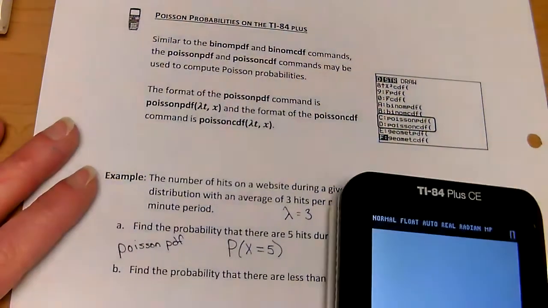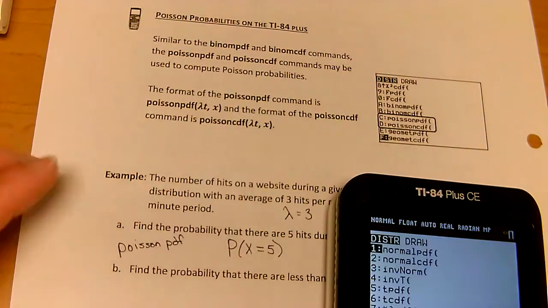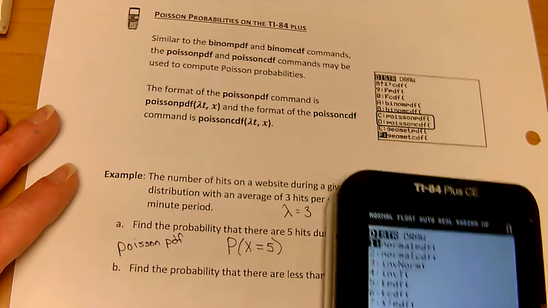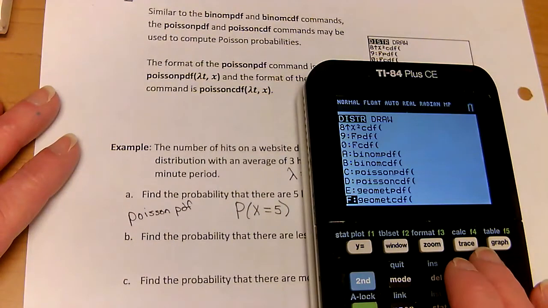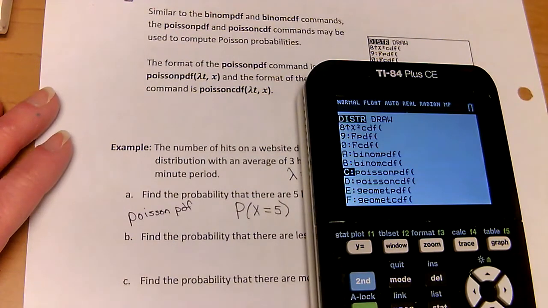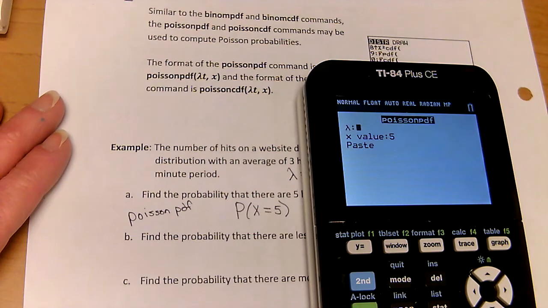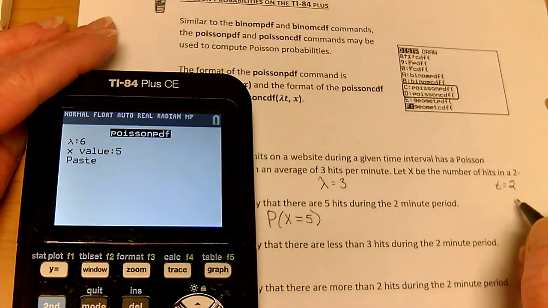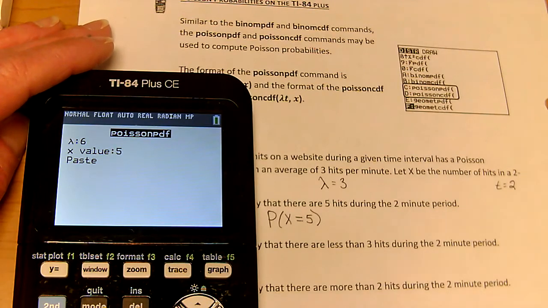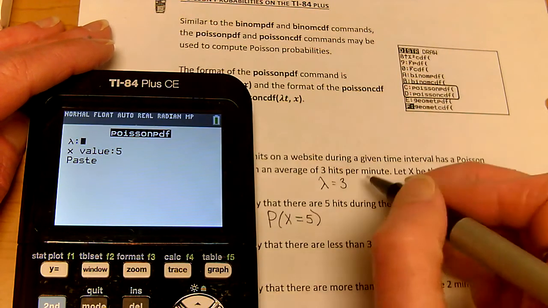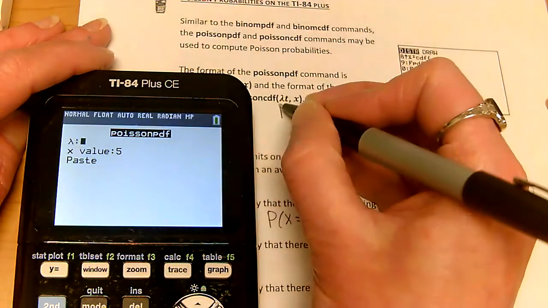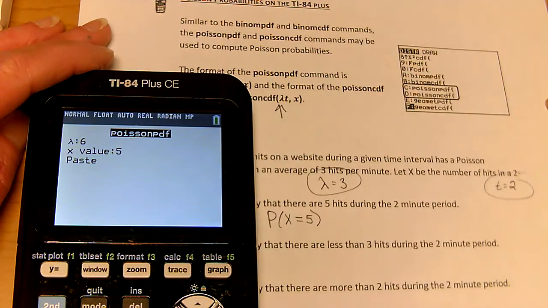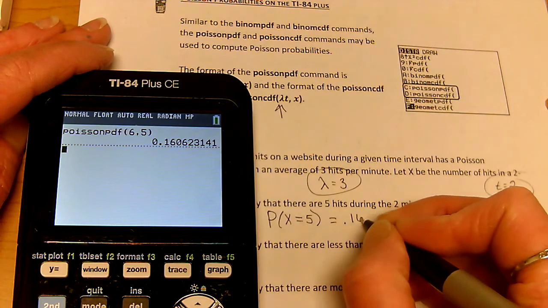Okay, so I'm going to go to the distribution menu. And a quick way to get there faster than going down is actually to go backwards. So lambda is going to be, we're going to be putting in 6. We're actually going to be putting those two in together. So 3 times 2. So it's the lambda times the time. And the X value is 5. And that gives me 0.1606.